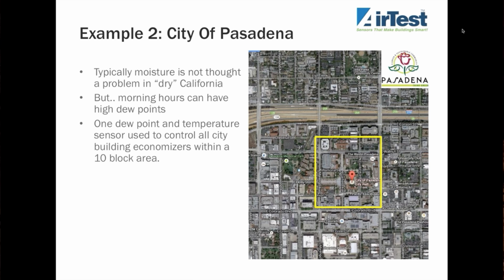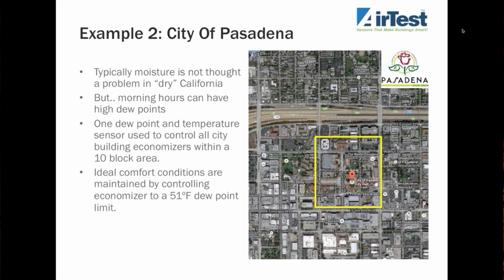And this is an aerial photo showing where City Hall is, and there are numerous city buildings within that 10-block area. Basically, in doing this, they realized that the best comfort conditions occurred by maintaining indoor dew point sensor or the economizers to provide a 51-degree dew point limit. So basically, the building operator there started at 55 and just played around, and where the best comfort level came in, that's what he chose to do his ongoing control with. And of course, all these buildings have CO2 demand control ventilation, and by using the dew point, they're maximizing the hours where CO2 control can be used.